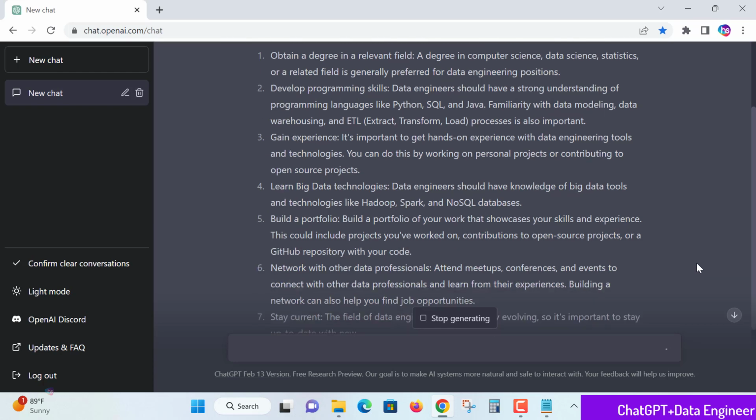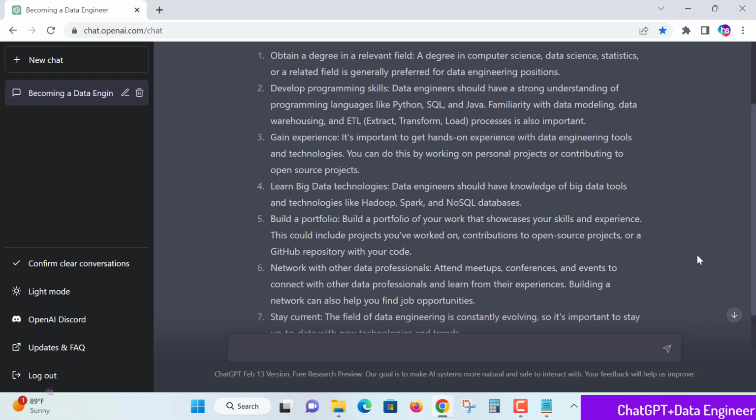The next one, develop programming skills. Data engineers should have a strong understanding of programming languages such as Python, SQL, Java, and familiarity with data modeling, warehousing and the ETL (extract, transform, load) process is also important, where data can be loaded from the outside world and the data which is inside the database, you need to extract it.